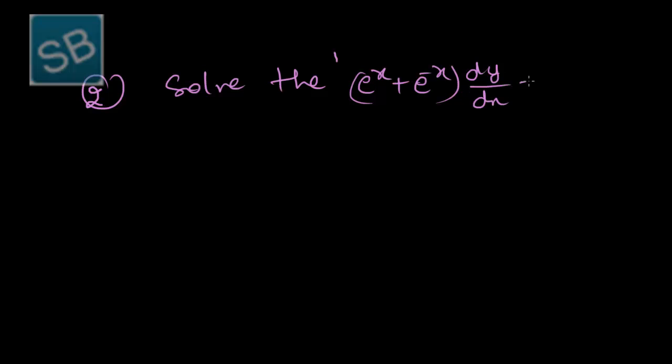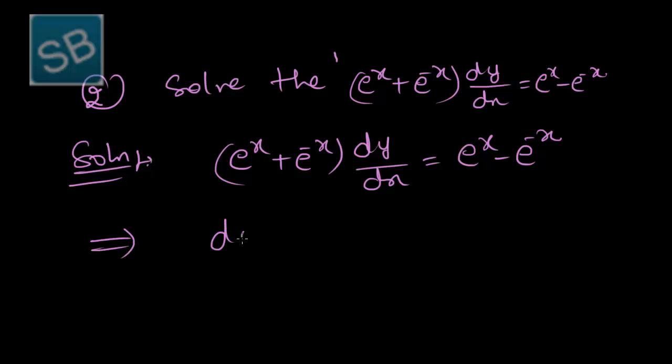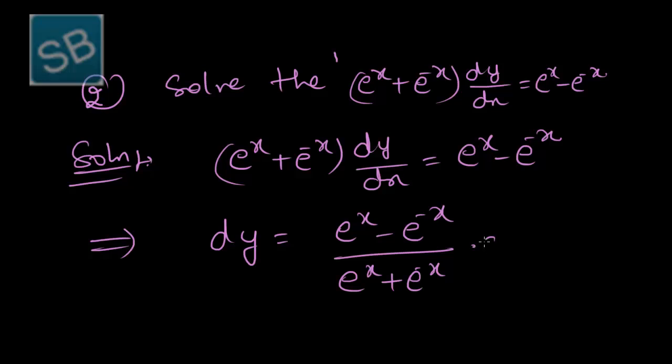So the next problem is: solve the equation e raised to power x plus e raised to minus x into dy by dx is equal to e raised to power x minus e raised to power minus x. Now the solution is, as we have e raised to power x plus e raised to minus x, dy by dx is equal to e raised to power x minus e raised to power minus x. So from here we can see that dy is equal to e raised to power x minus e raised to minus x over e raised to power x plus e raised to minus x into dx.